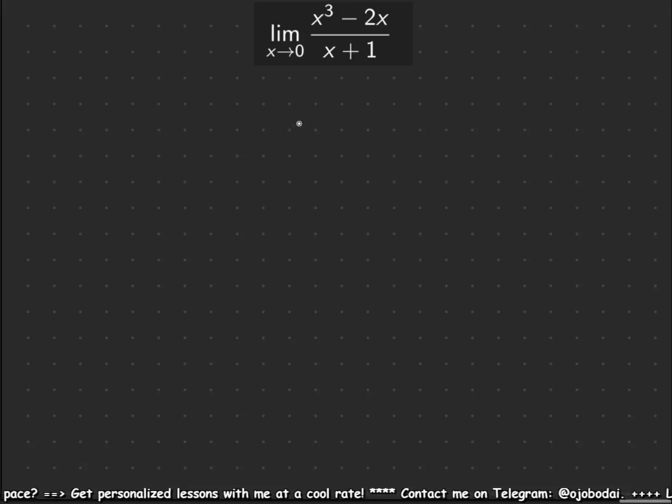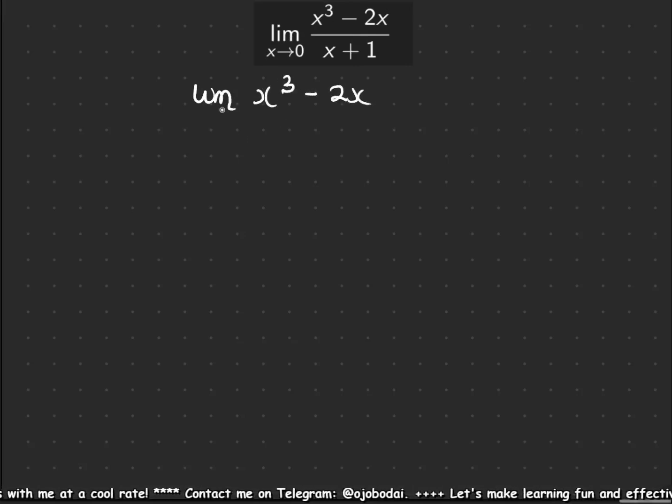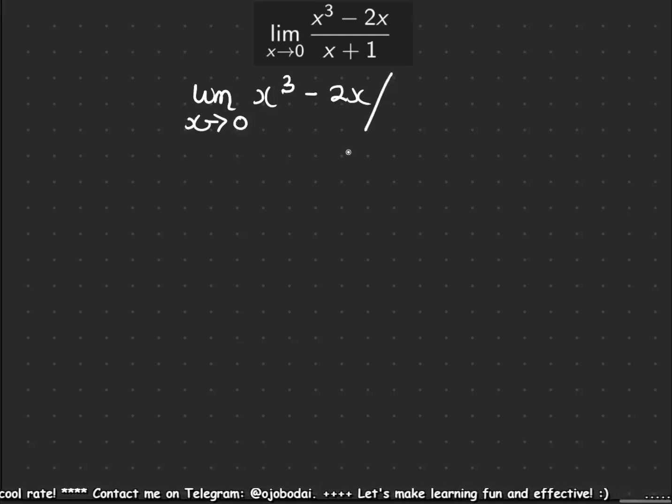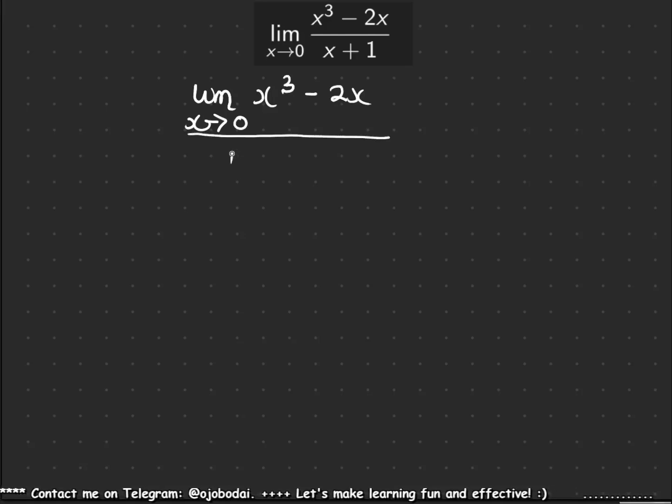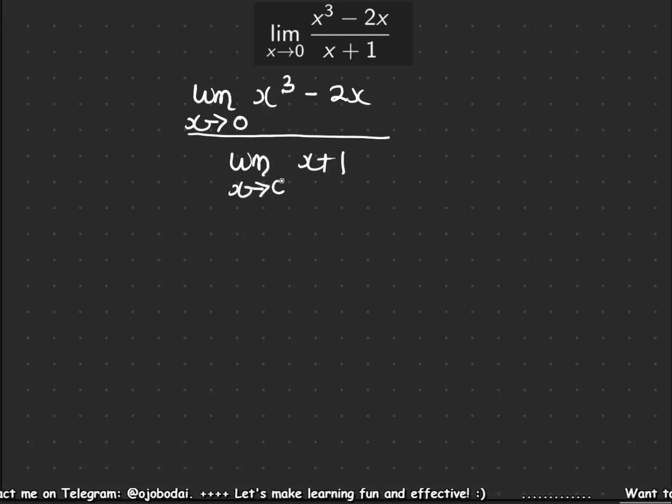In this next example here, we want the limit of a quotient. So solving, we can look for the limit of the numerator, then the limit of the denominator. So that we are going to get the limit of x cubed minus 2x as x approaches 0, over the limit of x plus 1 as x approaches 0.